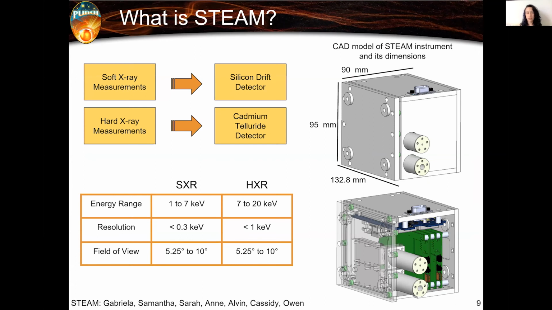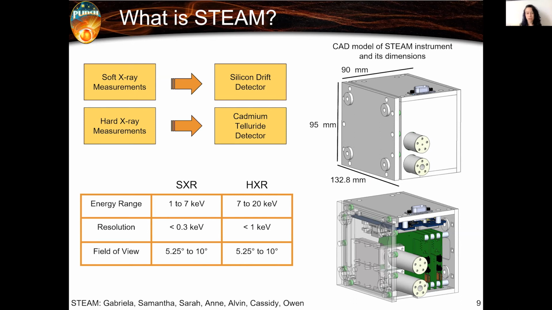So on the right of this slide is a CAD model of the interior and exterior of STEAM with its dimensions shown. As mentioned before, it'll house 2 X-ray spectrometers. Both of them are off the shelf, and we will be using a silicon drift detector to make our soft X-ray measurements and a cadmium telluride detector to make our hard X-ray measurements. And as Sarah mentioned, observing in both hard and soft X-ray allows us to capture a wider range of emission, which extends our sensitivity and our energy capture range.